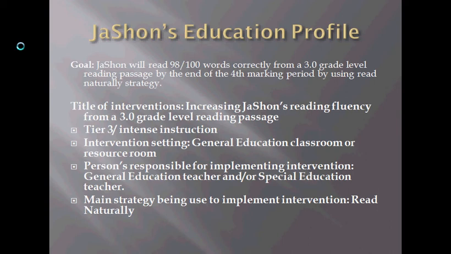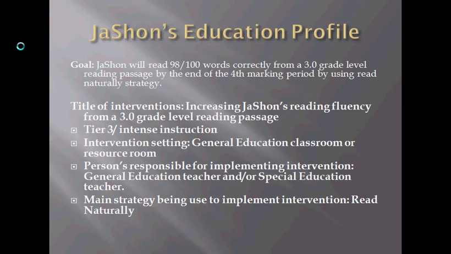the end of the fourth marking period by using Read Naturally strategy, the title of intervention is to increase Jayshawn's reading fluency from a third grade level reading passage. He will be in a tier 3, which is an intense instruction besides him getting tier 1 and tier 2 help additionally. The intervention setting is the general education classroom or a resource room. Persons responsible for implementing intervention would be the general education teacher or myself being the special education teacher.